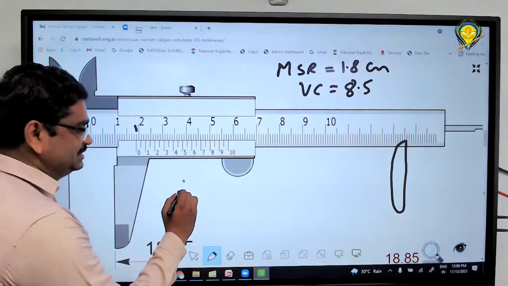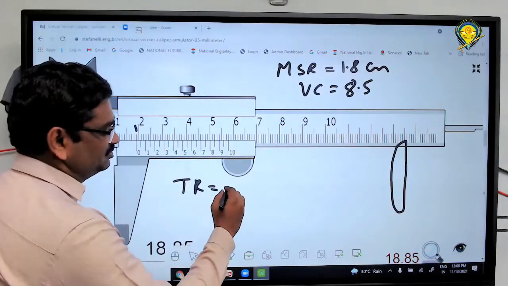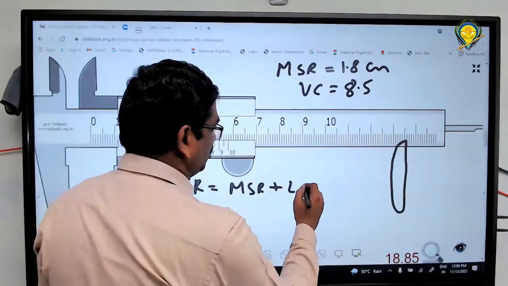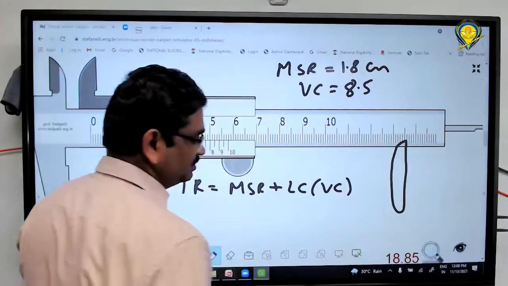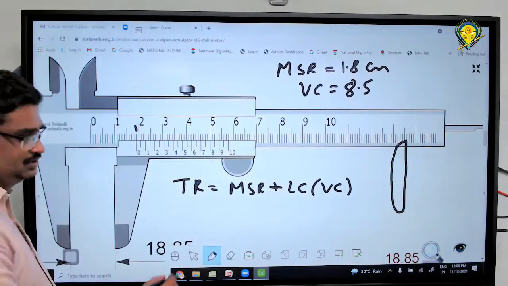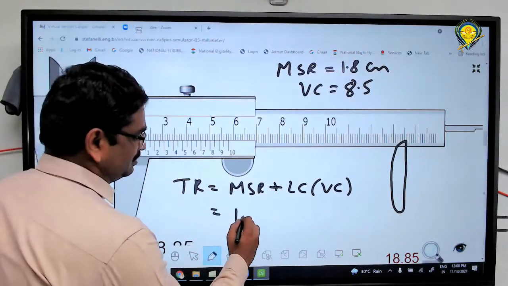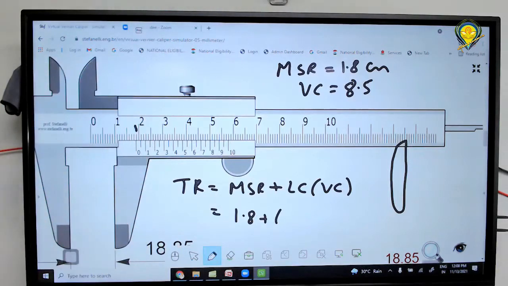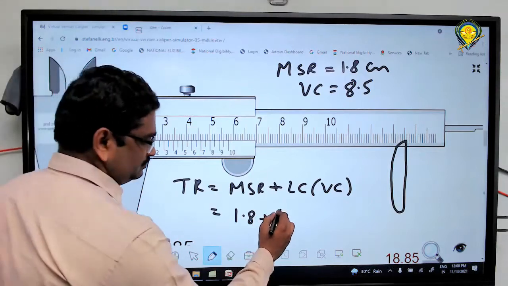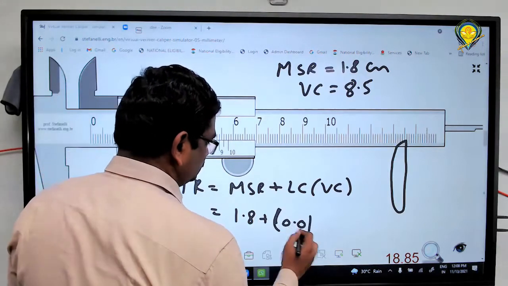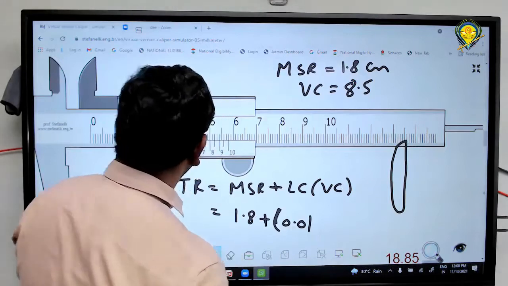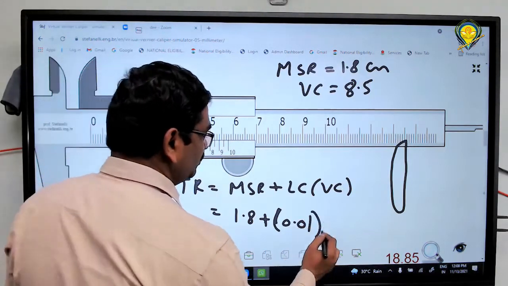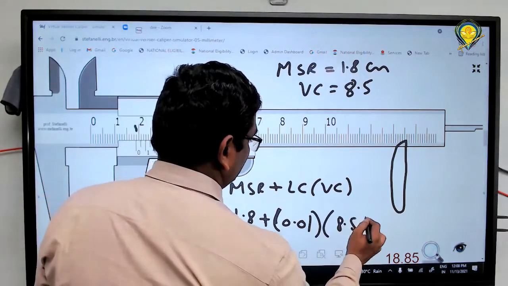The total formula is simple. Total reading, this is also the same as the screw gauge. Main scale reading plus least count into vernier coincidence. So main scale reading is 1.8. For this one, 10 lines are there, so generally the least count is 0.01 in centimeters. Vernier coincidence is 8.5.